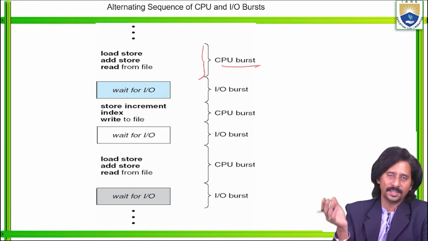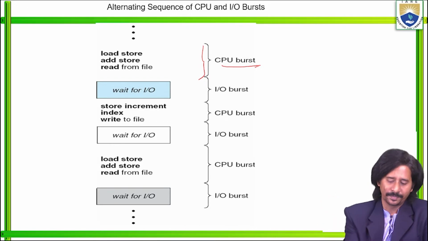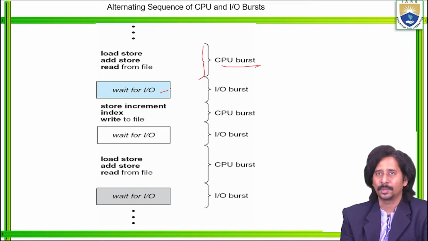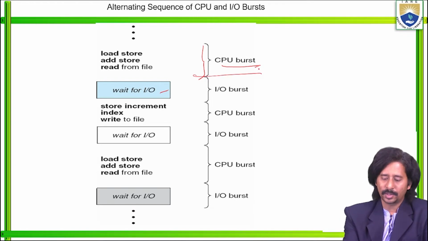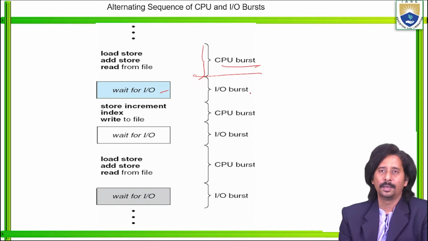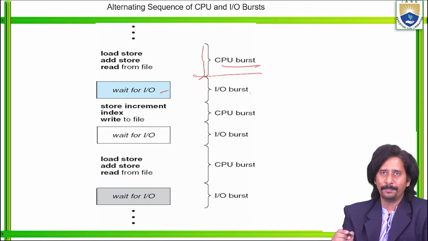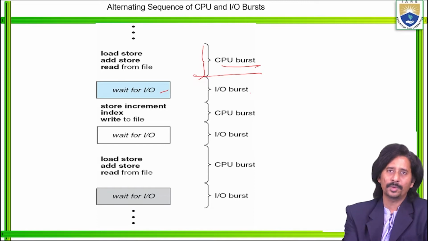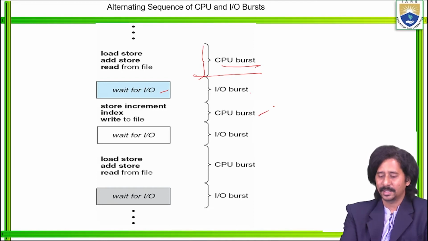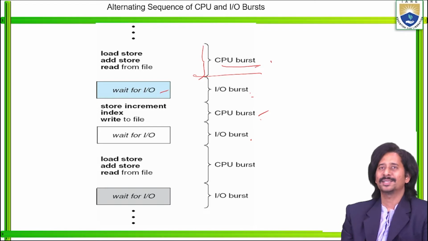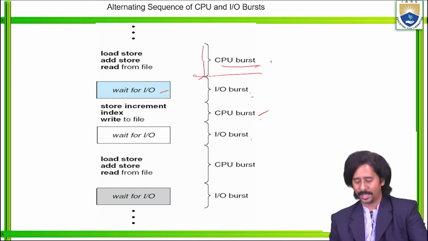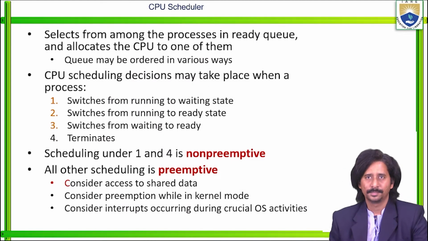If the particular process enters the waiting state, in the sense it waits for any input output, then automatically the processor execution stops here and it enters into the state we can call an input output burst. After some period of time, again some more instructions are executed, like store, increment, index, write to a file. So then CPU burst. So like this, CPU burst, IO burst, CPU burst, IO burst, right? This is what we call an alternating sequence of processor and IO burst.